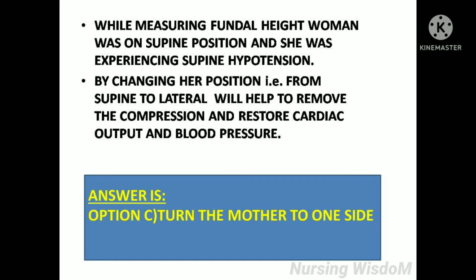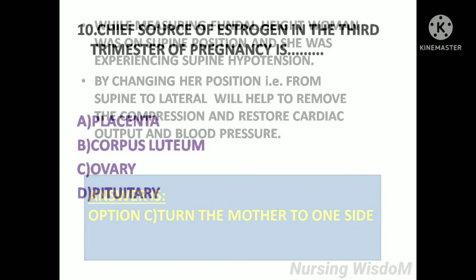While measuring fundal height, the woman was in supine position and she was experiencing supine hypotension. By changing her position, that means from supine to lateral, will help to remove the compression and restore cardiac output and blood pressure. So here the answer is option C, turn the mother to one side.